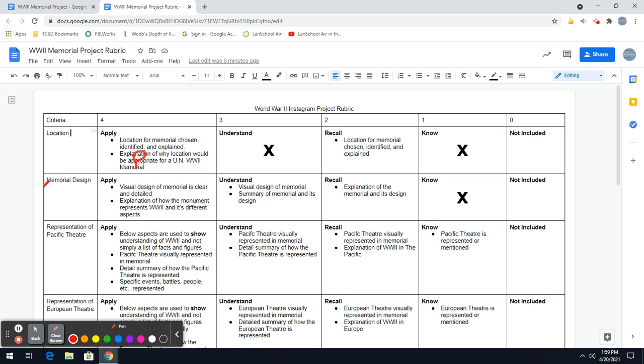This is the visual portion, the memorial design. So this part is going to be where you actually design a memorial. I don't care if you do it on paper. I don't care if you make a model. I don't care if you do it on the computer. But you have to actually have a designed memorial demonstrating what yours will look like. And then in your pitch, you're going to be explaining the different ways it represents World War II.